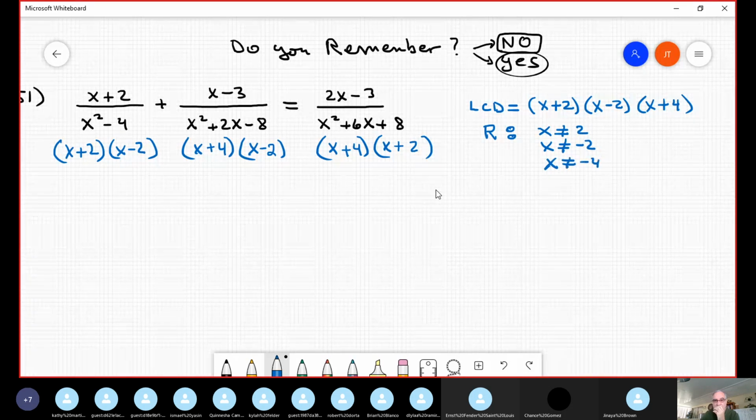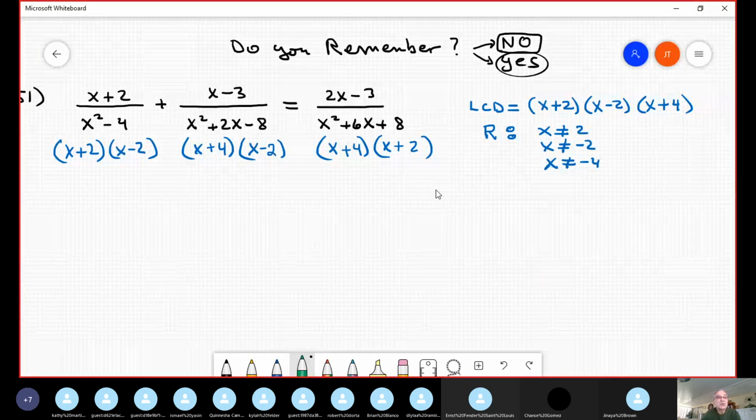This is important. Remember, when you multiply this equation by the least common denominator, maybe it happens, not always, but sometimes, we have a bad solution, no? So I multiply everything by the LCD.